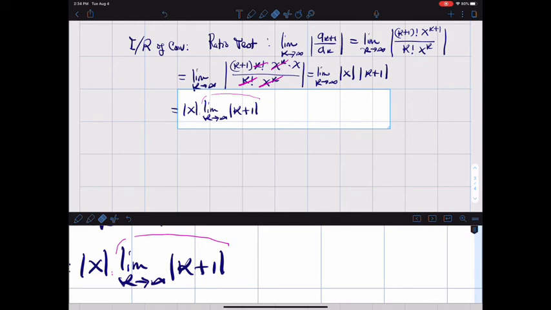And then what else can we say? What about our radius of convergence? Our interval of convergence is 0, and our radius of convergence is also 0.